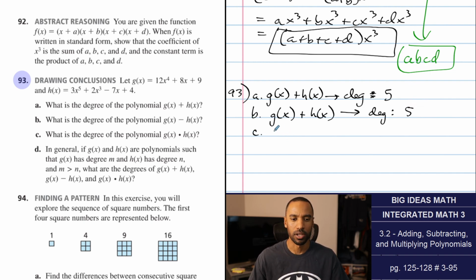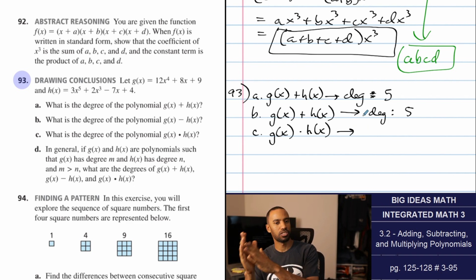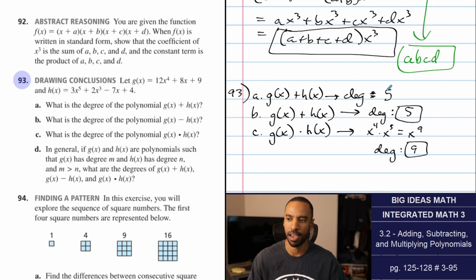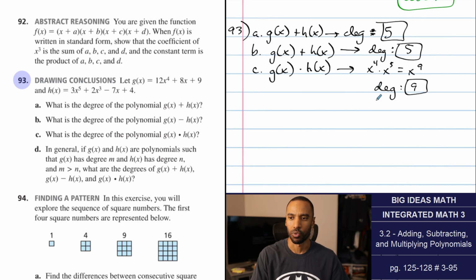Part C. What is it for g of x times h of x? This one's a little different. What's going to happen is ultimately the two highest ones will multiply somewhere. X to the 4th times x to the 5th equals x to the 9th. So degree is 9 on that guy. So 5, 5, 9. These are quick parts at least.